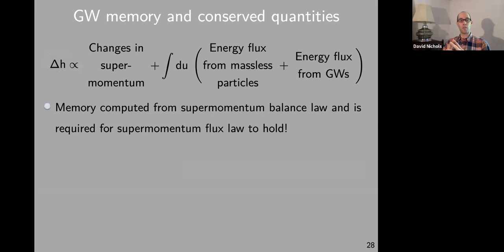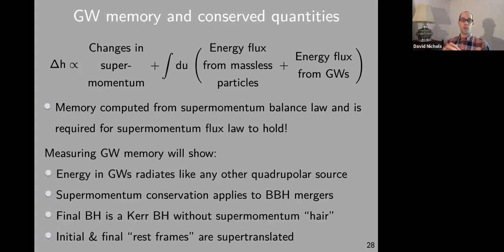So in other words, this memory effect is related to the supermomentum balance law, and it's actually required for supermomentum to be conserved in asymptotically flat spacetimes. So I think the main excitement about trying to detect the gravitational wave memory effect is that it shows many things, one of which is that the gravitational waves themselves radiate and produce these secondary very low frequency gravitational waves.